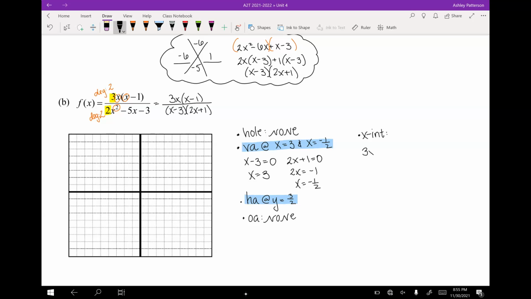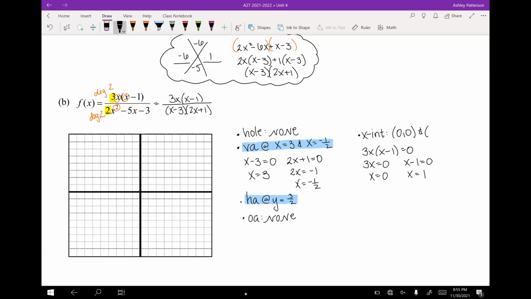I'm going to set 3x times x minus 1 equal to 0. And thanks to that zero product property, I can set both of these factors equal to 0, giving me x-intercepts of 0 and 1. I don't know why I had that in parentheses. Well, wonders never cease. And we have to make sure that we write our x-intercepts as coordinates.